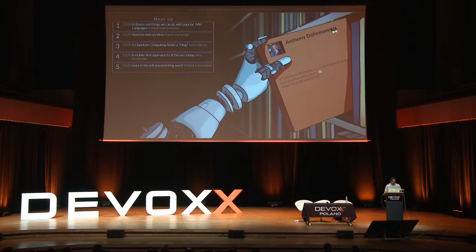We're going to talk about a dozen cool things we can do with JVM languages. I'm going to touch on things we can do in Java 8, Groovy, Scala, and a bit about Kotlin as well. So why talk about these popular JVM languages? One of the things that I've really enjoyed is being a polyglot programmer, using the tools that make sense for the task at hand.